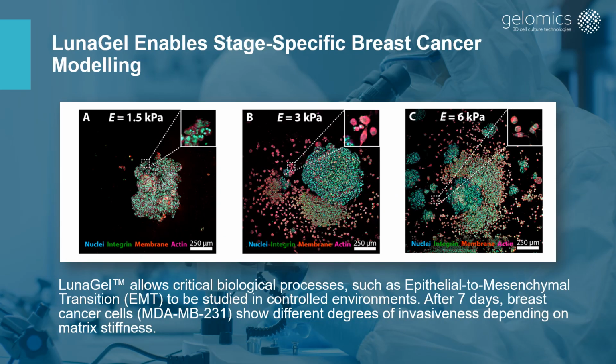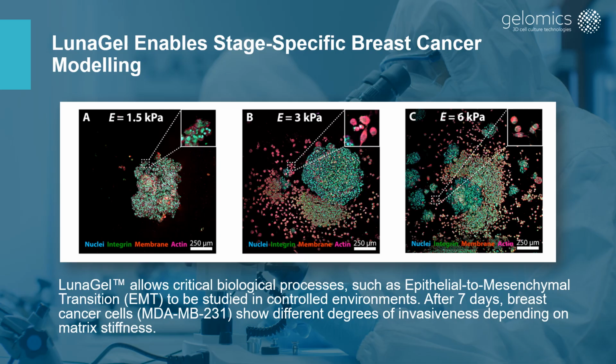While we're on the topic of breast cancer, I wanted to quickly add to the point I made earlier about LunaGel being photopolymerizable. This unique ability allows us to facilitate the investigation of stiffness-related disease processes such as metastasis, fibrosis, and stem cell mechanobiology. Here we have a metastatic breast cancer cell line cultured for 7 days in LunaGel matrices of varying stiffnesses.